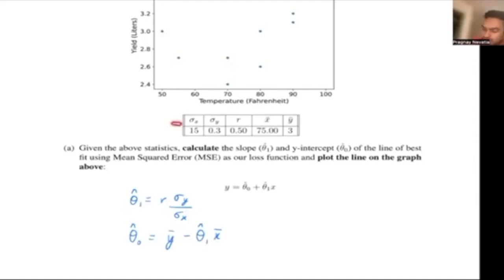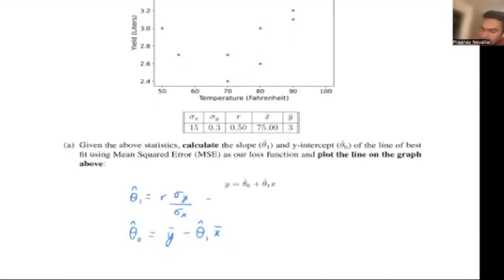Sigma x is the standard deviation of the values in x. Sigma y is the standard deviation of values in y. R is the correlation coefficient. It basically talks about how correlated these values are, like, for example, how a change in one value would affect the other value. X bar is the mean of all the x values, and y bar is the mean of all the y values. Okay, so keeping that in mind, let's do some calculations.